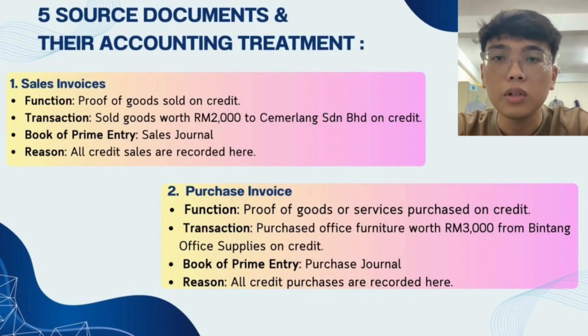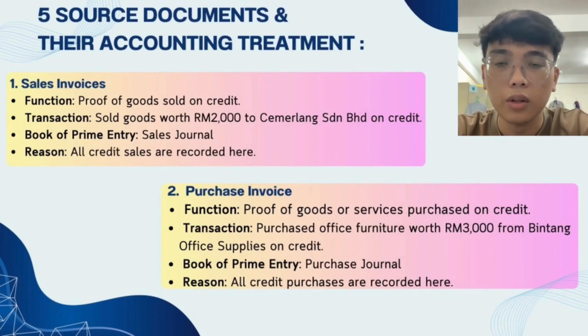For number 2 is purchase invoice. The function of purchase invoice is to prove of goods or services purchased on credit. The example of transaction is purchased office furniture worth RM3,000 from Bintang Office Supplies on credit. Book of prime entry is purchase journal. The reason is because all credit purchases are recorded here.